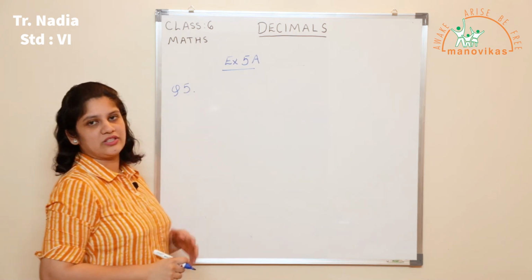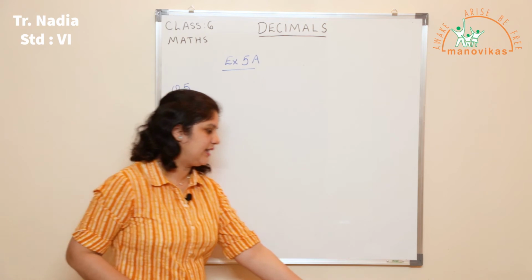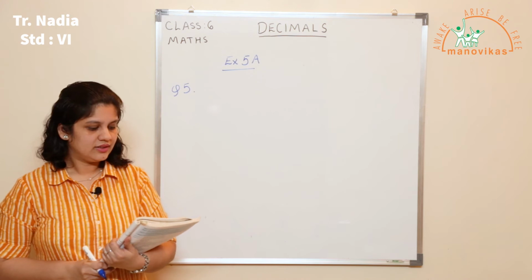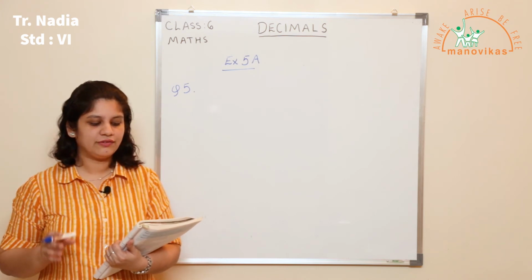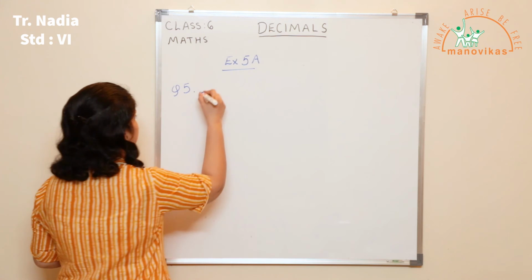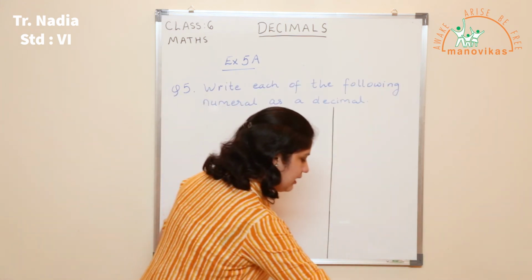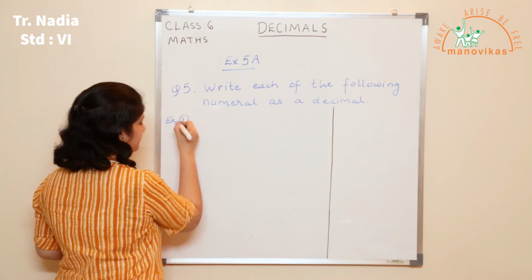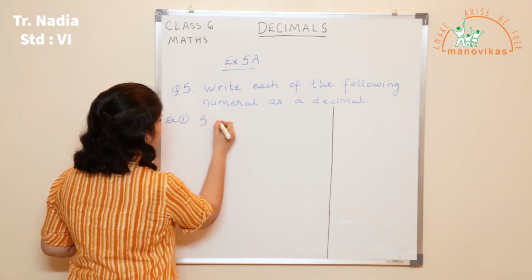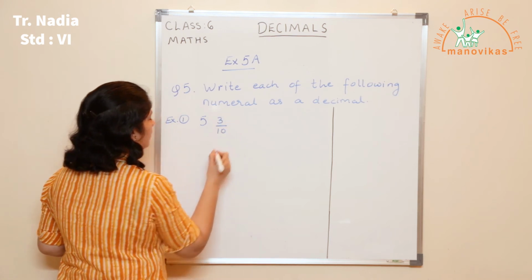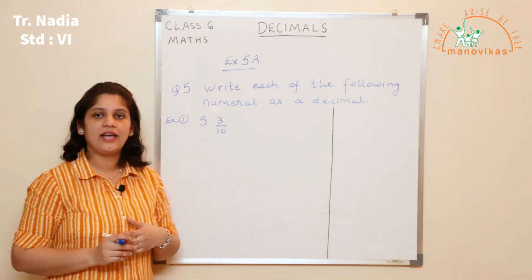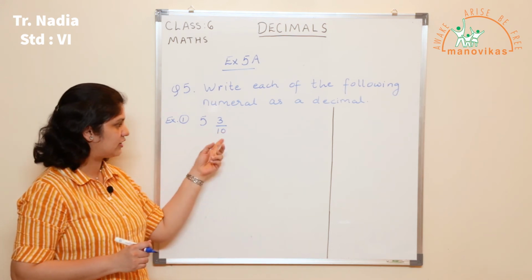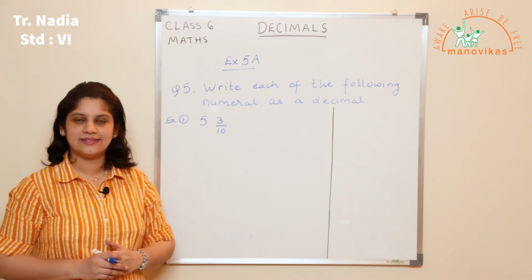Okay, now we move to question 5 of exercise 5A. This is the last question of exercise 5A. Now here you are given, the question says, write each of the following numerals as a decimal. I won't solve the same sums. I'll take some other examples. The first example is 5, 3 upon 10. Okay, you are given this. It's a mixed number and there is a whole number and a fraction. The fraction is a fraction upon 10. You have to write this as a decimal.